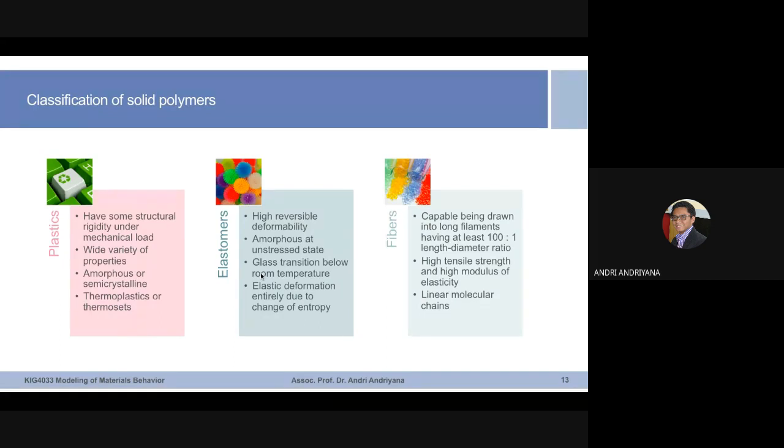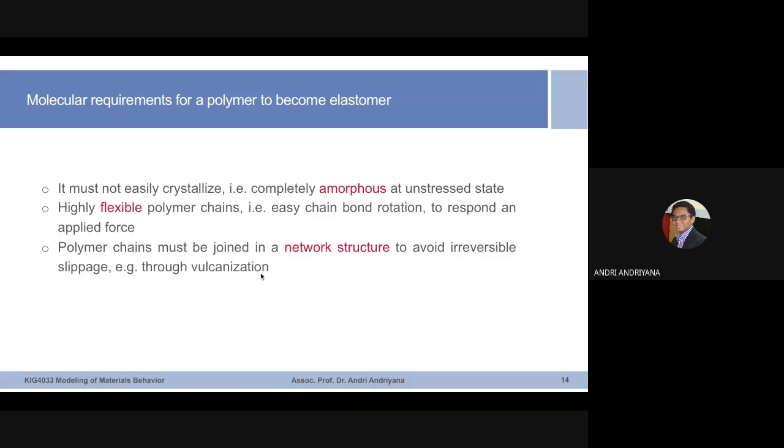Okay. So again, in this lecture, we are going to focus on elastomers. So what are the requirements for a polymer to become an elastomer? I will look at it from the molecular requirements. In which situations can a polymer become an elastomer? This is the question basically. So first, if a polymer wants to become an elastomer, then these are at least the 3 molecular requirements that must be met.